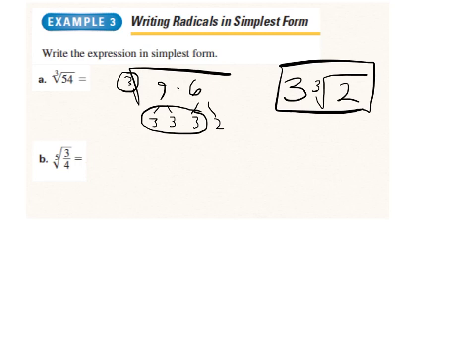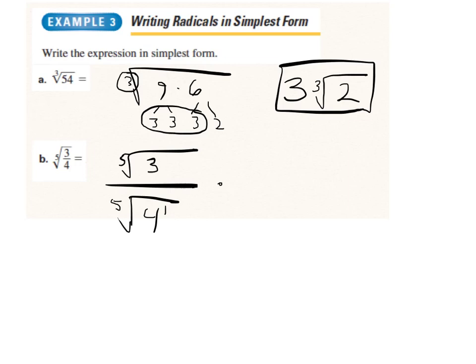Here we've got the fifth root of 3/4. So I need to rewrite this as the fifth root of 3 over the fifth root of 4. Well, this is 4 to the 1. Fifth root. Sorry. Fifth root of 4. This is 4 to the 1.